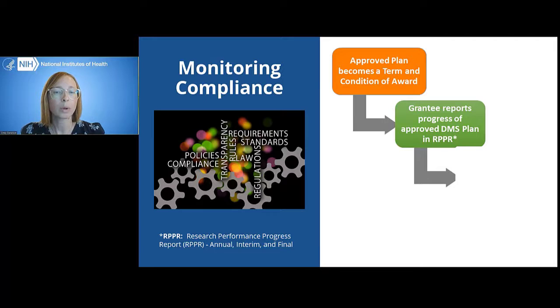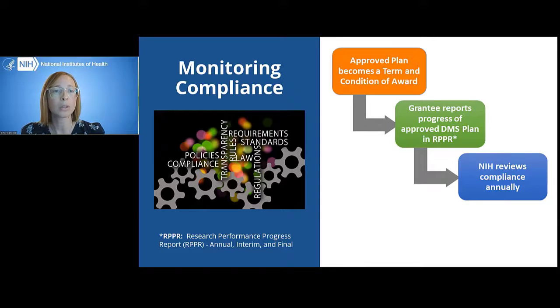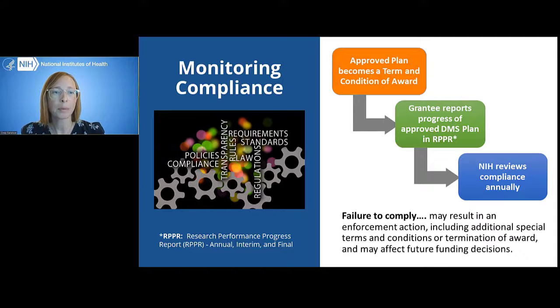As I mentioned earlier, we will be updating the RPPR questions to ask for this information. NIH staff will review this information on an annual basis to verify that the award recipient is complying with the approved DMS plan before issuing a non-competing award. Failure to comply with the approved DMS plan may result in an enforcement action, including additional special terms and conditions or termination of the award, and it may affect future funding decisions.